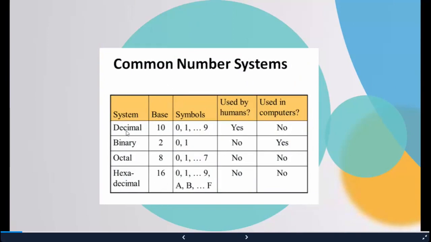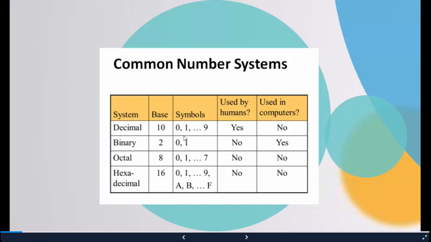So these are the number systems. Again: decimal, binary, octal, and hexadecimal. Decimal is base 10, binary is base 2, octal is base 8, from the term oct, ocho, so octal or 8. Hexadecimal is 16. How about the symbols?